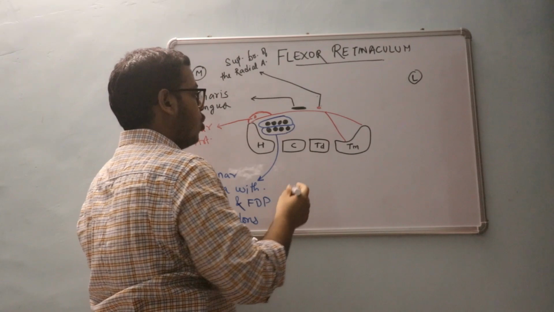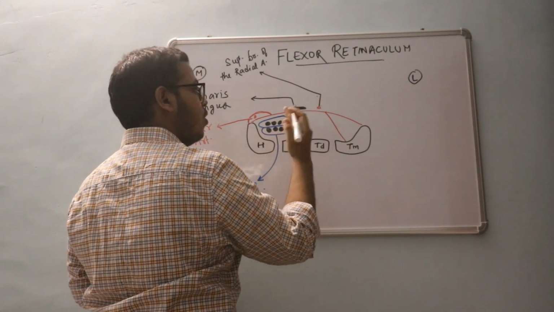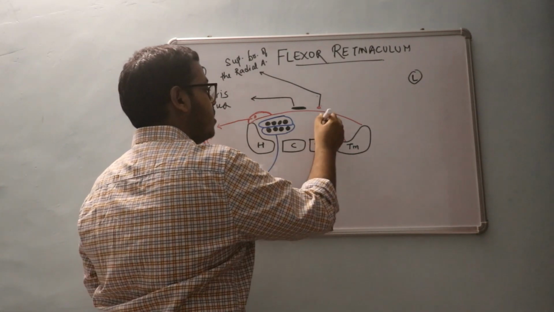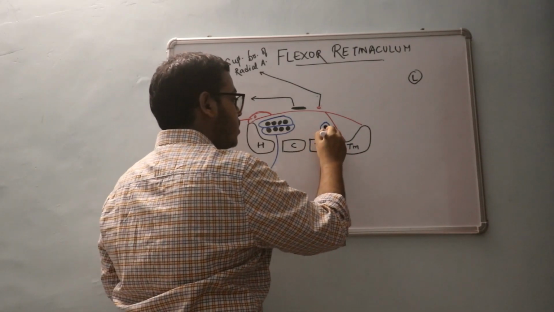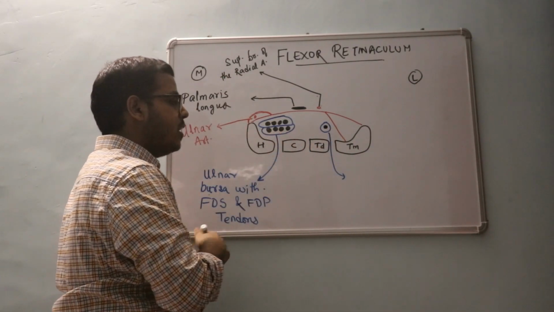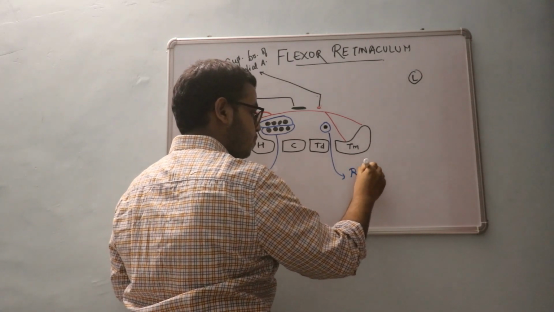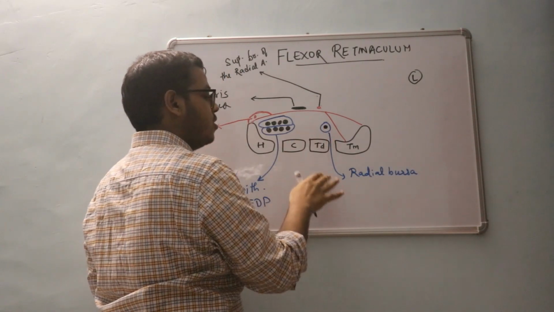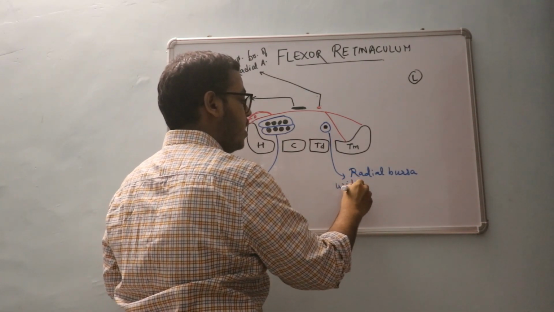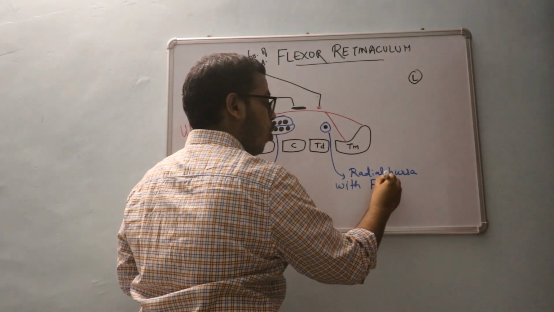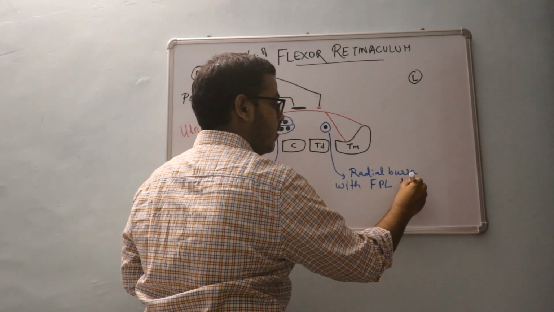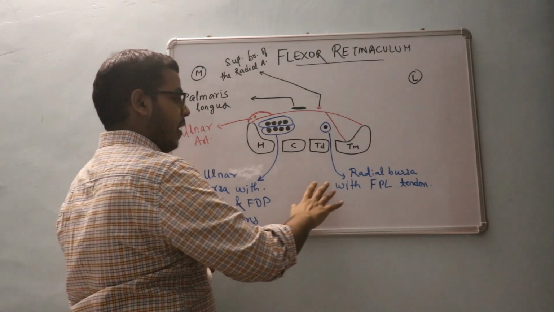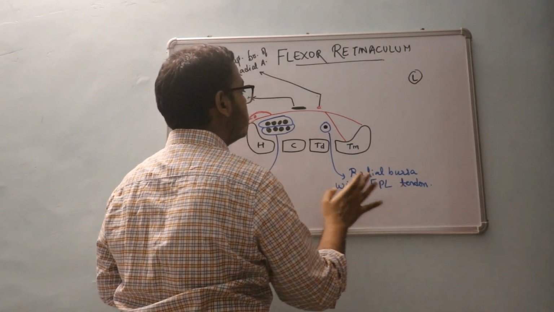Now what is present on the lateral side, the radial side? There is a single muscle which is surrounded by its bursa. So what is this bursa? Obviously it is on the radial side, so it has to be named the radial bursa. There is nothing to be mugged up. Anatomy is very, very conceptual. So this is the radial bursa with the flexor pollicis longus tendon.